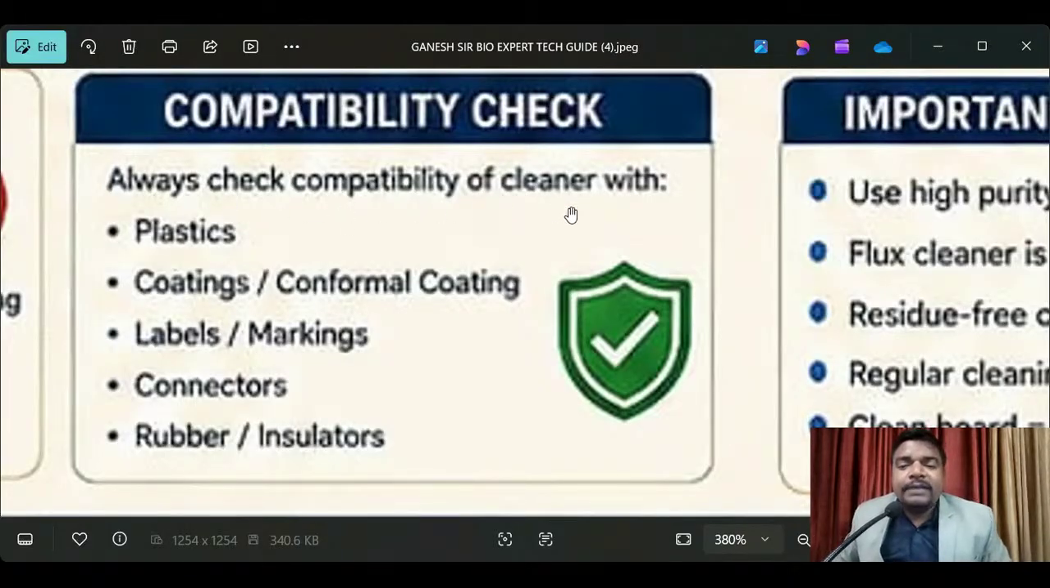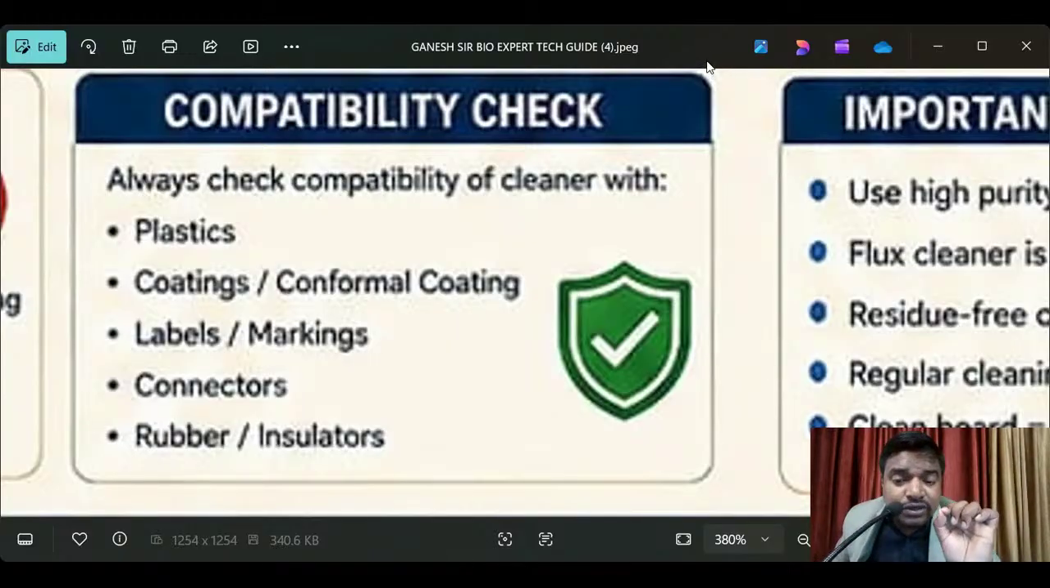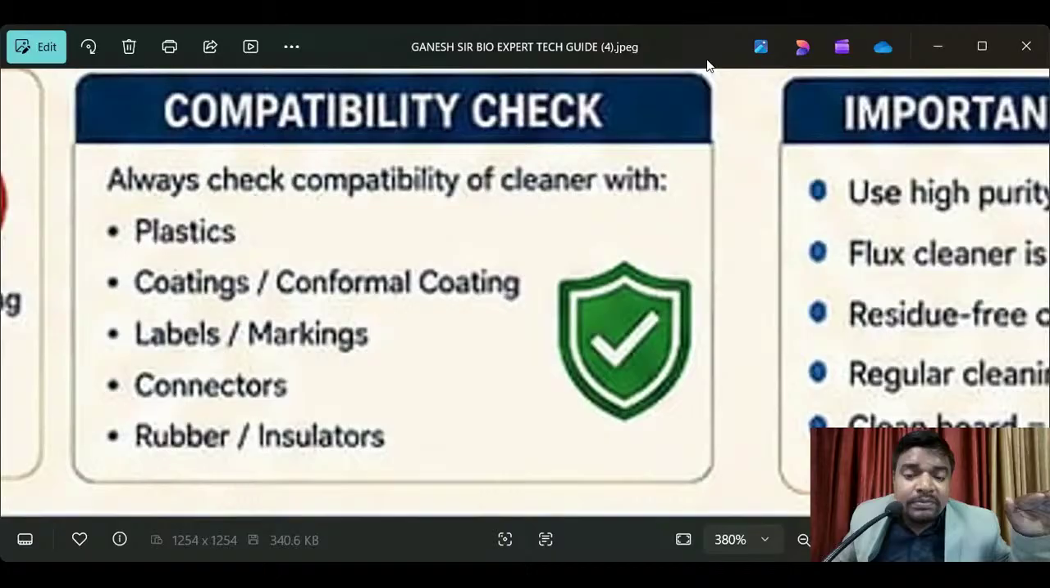Always check the compatibility of a cleaner with plastics, coatings or conformal coating, labels or markings, connectors, rubber, and insulators. Here I want to give the advice: check all things pin to pin. Because even a little mistake can create the biggest problem. It can lead to high purchases, and the same small care is going to save the budget also. That is the credit.